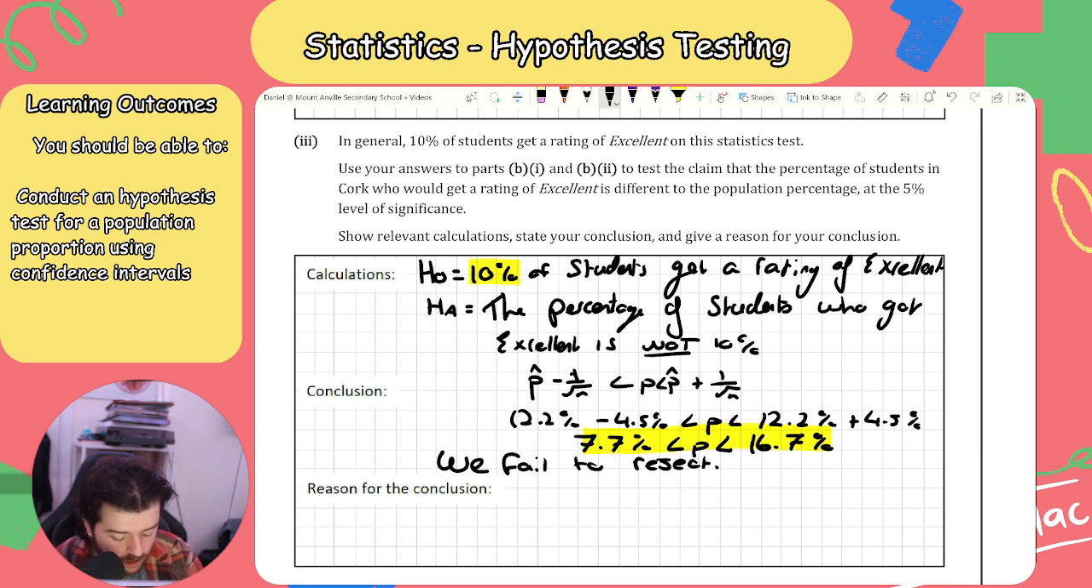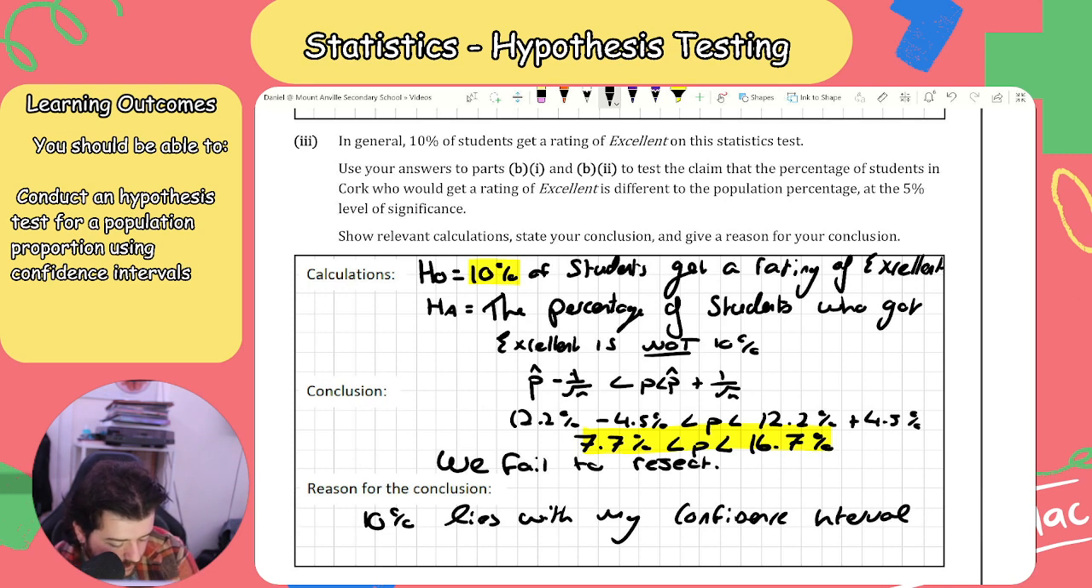So the reason for the conclusion: 10% lies within my confidence interval. So we fail to reject. And that's it.